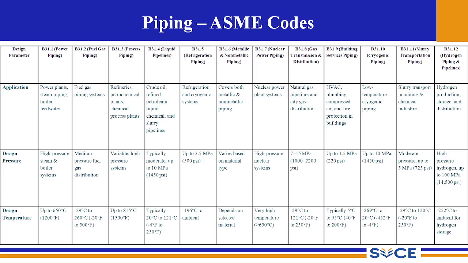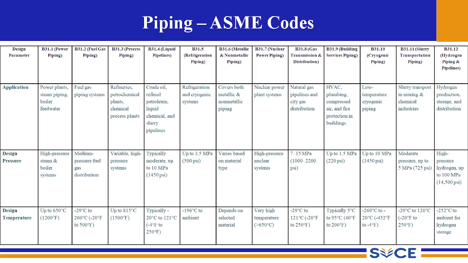The next ASME code is for metallic and non-metallic piping. That is given under B31.6, and it depends upon the selected material. The design temperature will depend upon the selected material. The design pressure also varies based on the material type. This code covers both the metallic and the non-metallic piping. Then the codes for nuclear power plants are given under B31.7. So here the design pressure will be very high pressure nuclear systems, and the design temperature is very high, greater than 650 degrees centigrade.